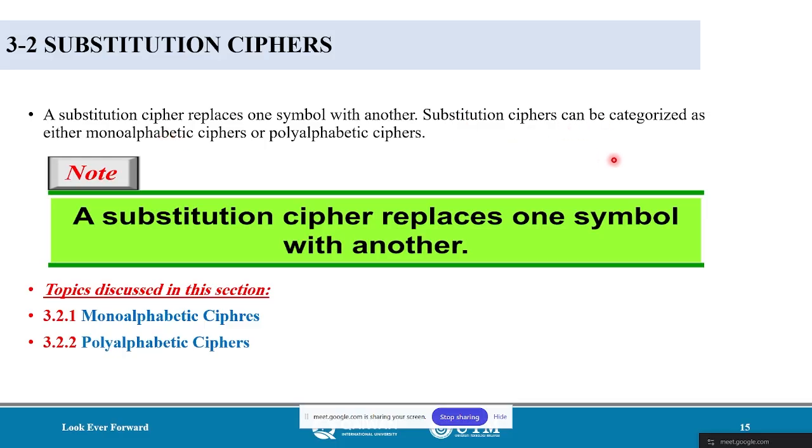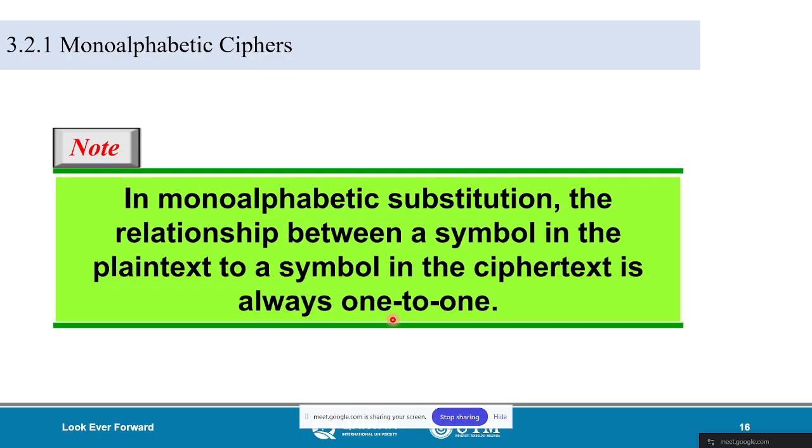Substitution ciphers can be categorized as either monoalphabetic ciphers or polyalphabetic ciphers. Now, the topics that we will try to talk about are monoalphabetic ciphers and polyalphabetic ciphers. Now, monoalphabetic cipher, we have a note. In monoalphabetic substitution, the relationship between a symbol in the plaintext and a symbol in the ciphertext is always one-to-one.